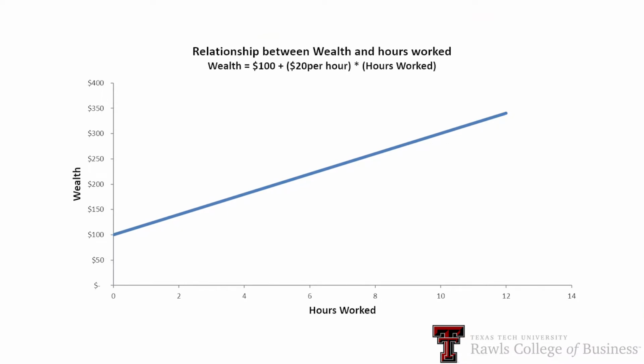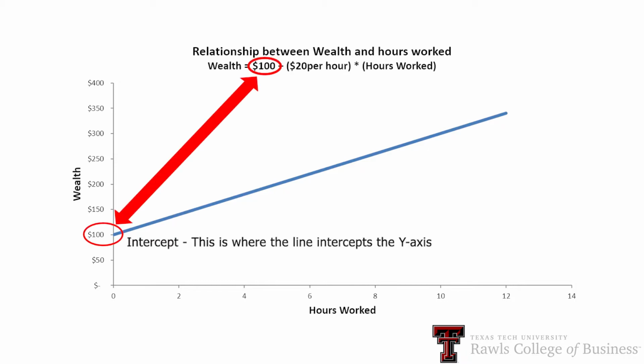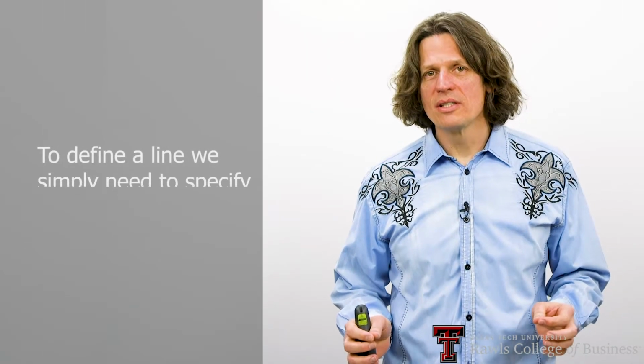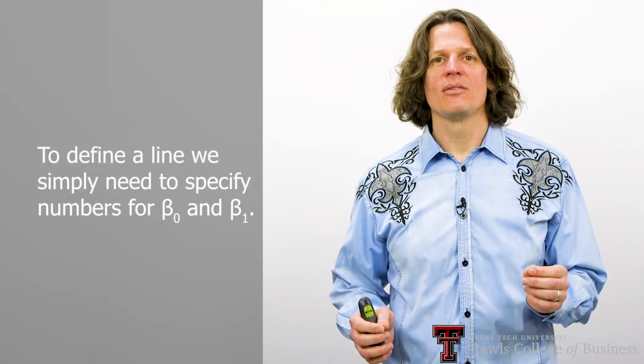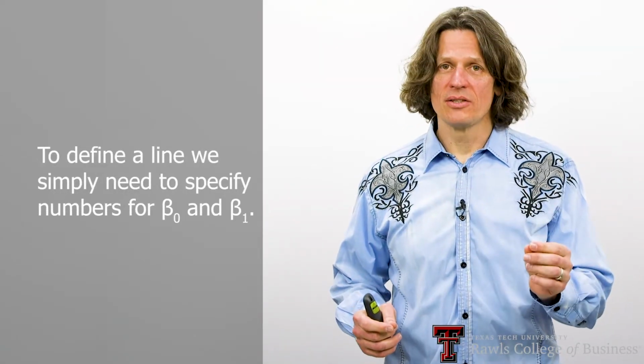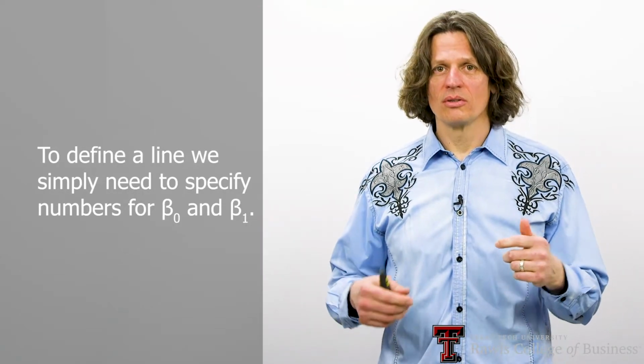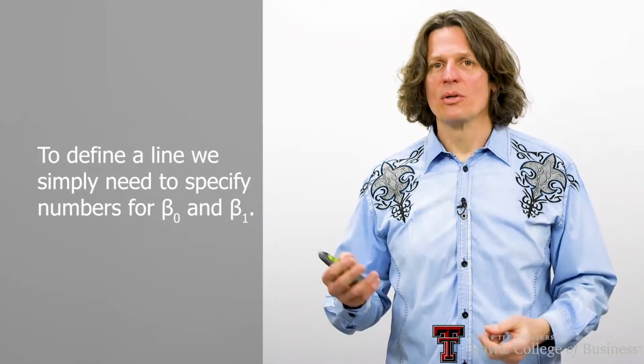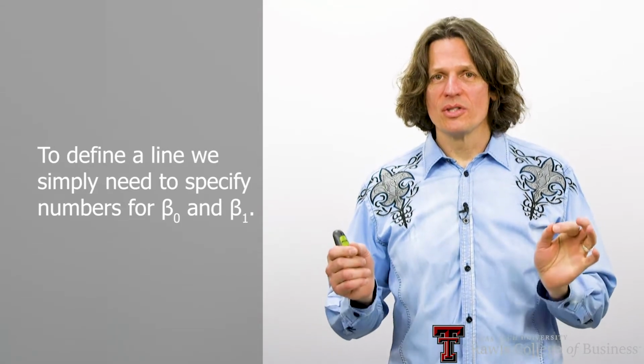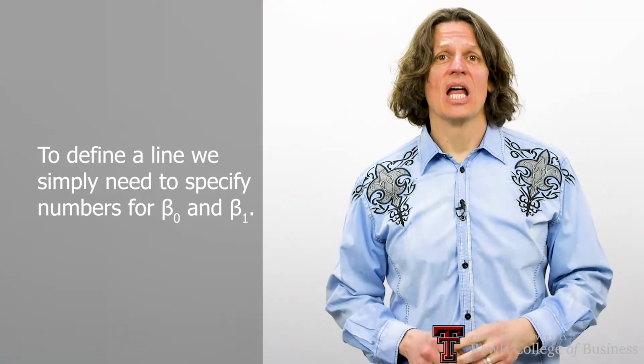If we look at this picture of this linear relationship, we can see that there's something called the intercept, which is at $100. And then there's something called the slope of the line, which tells you how steep the line is, and that's the $20 per hour. The important thing is that to define a line, all we have to do is specify the values of the intercept and the slope, which we're going to call beta 0 and beta 1. So all we have to do is specify those values and we've defined a line.